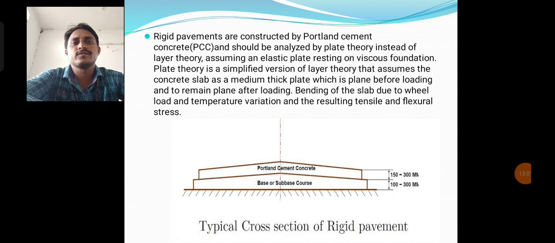This is the diagram of rigid pavement. At the bottom there is a soil subgrade and a base or subbase course, either base course or subbase course, so only one course. Its thickness is 100 to 300 mm, and in the top layer, Portland cement concrete is used, which is considered the slab. This is the typical cross section of rigid pavement. Since it is constructed with Portland cement concrete, it should be analyzed by plate theory instead of layer theory.